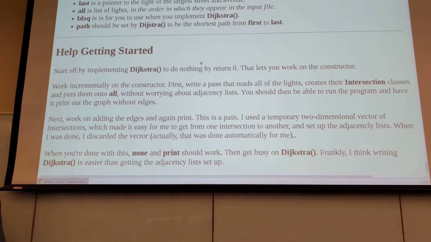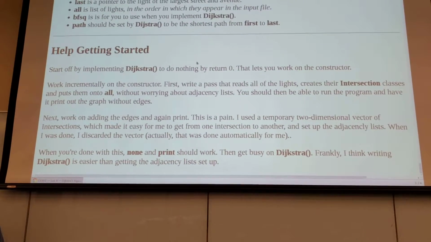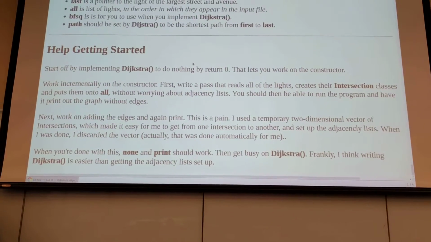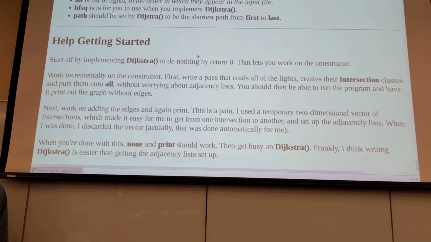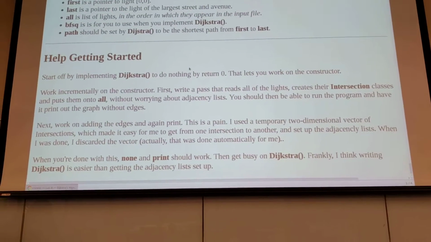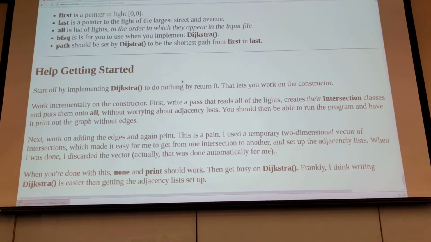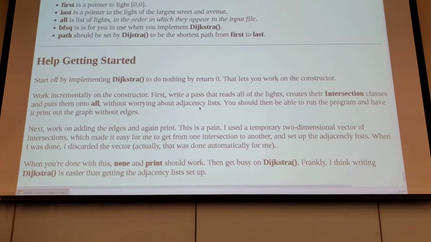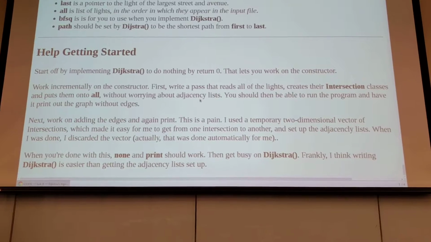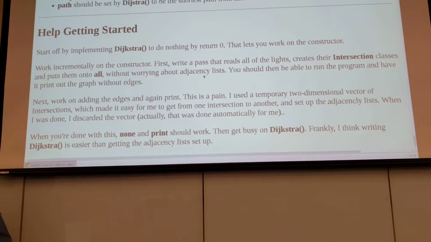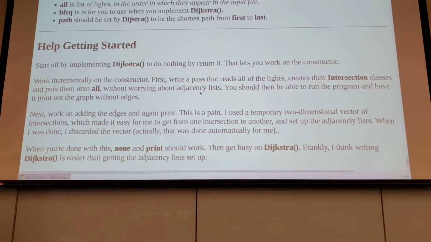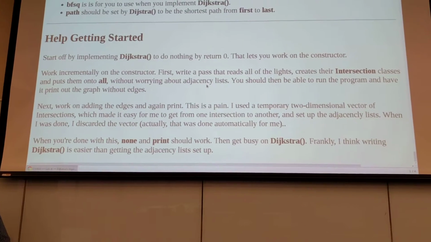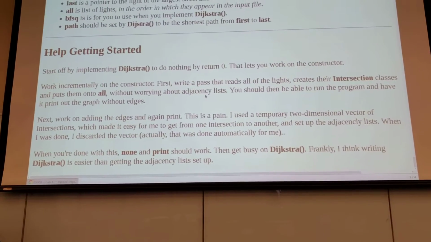And doing all the edges is a pain, so he recommends using a temporary 2-dimensional vector of intersections indexed on avenue number and street number, which allows you to pull out the intersections that you're connecting to make it easier to build up all the edge connections. And then once you're done, you can discard the temporary 2-dimensional vector because you don't need it anymore for performing Dijkstra. Then when you're done implementing the constructor, none and print should work and it should match his output. Then you can implement Dijkstra, and writing Dijkstra is easier than setting up the graph. So once you get the graph set up, you've done the hardest part, and now you just have to implement a Dijkstra algorithm to find the path.